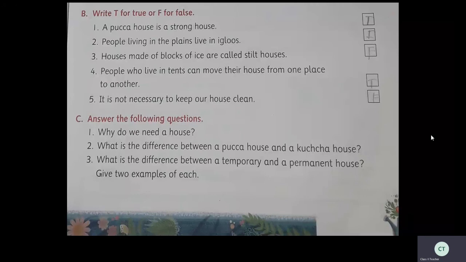The next, 5th question is, it is not necessary to keep our house clean. Is it true or false? Yes, it is false. Why? Because it is very necessary to keep our house clean. Okay. So it is false.